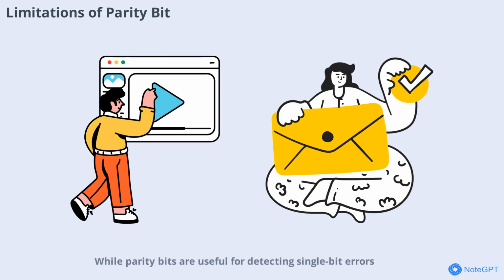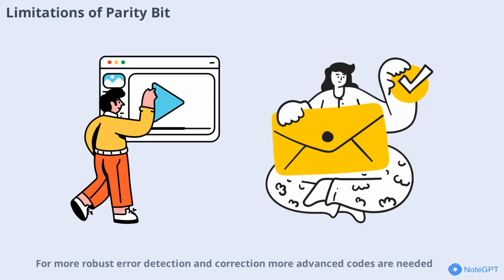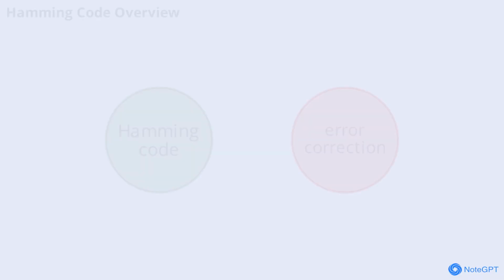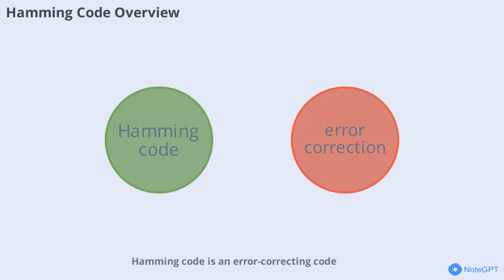While parity bits are useful for detecting single-bit errors, they cannot detect all types of errors, such as when 2 bits are flipped. For more robust error detection and correction, more advanced codes are needed, like the Hamming code. Hamming code is an error-correcting code that can detect and correct single-bit errors. It uses multiple parity bits placed at specific positions in the data.